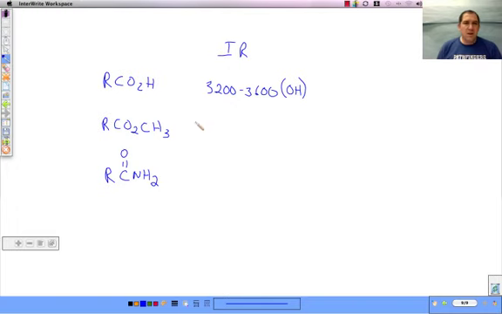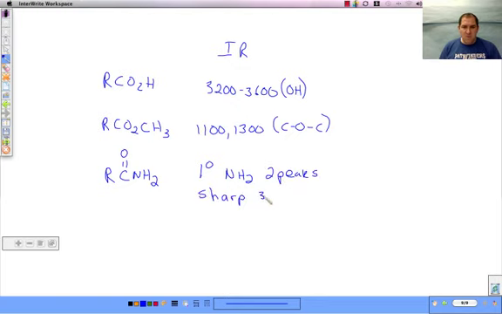OH. But down here, you have peaks at 1100 and 1300, which is the C-O-C single bond stretch for the ester. The amide, if it's like this one, so primary with the NH2, you get what? Two peaks that are sharp between 3200 and 3600.